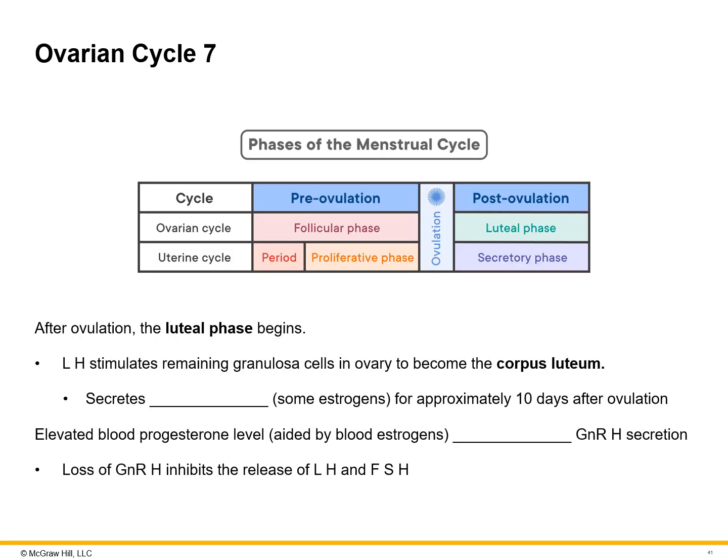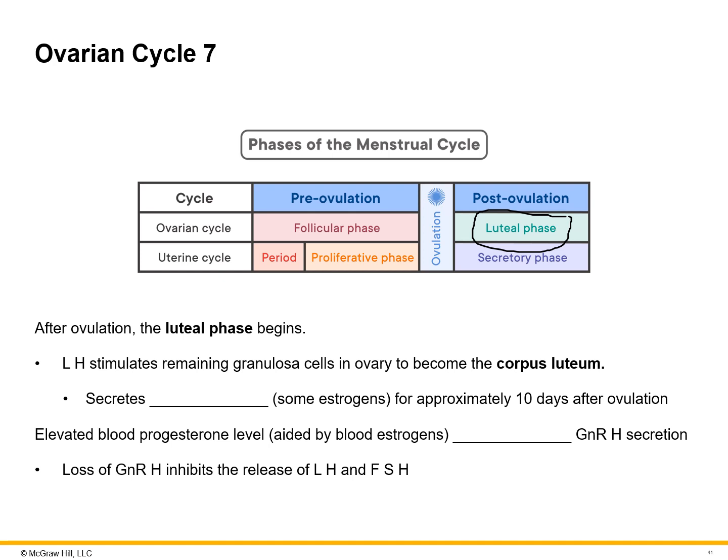So then after ovulation, we have what we call the luteal phase. That's that section right there. LH is going to stimulate the remaining granulosa cells in the ovary to become the corpus luteum, which again is that empty follicle, and is going to secrete hormones that are going to prepare the uterus for pregnancy. So it's going to secrete progesterone and some estrogens for about 10 days after ovulation. So it's going to protect any possibility that the egg gets fertilized. And then that elevated blood progesterone level, along with a little bit of estrogens, is going to inhibit GnRH secretion.